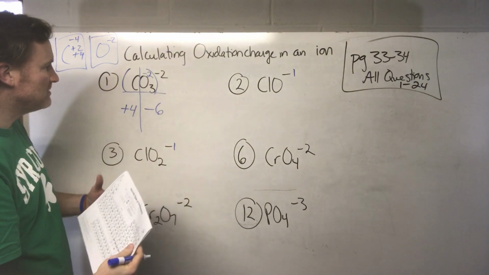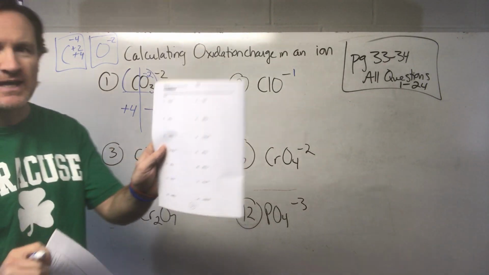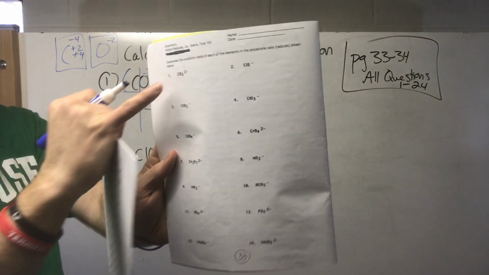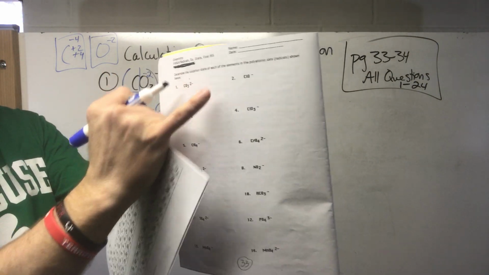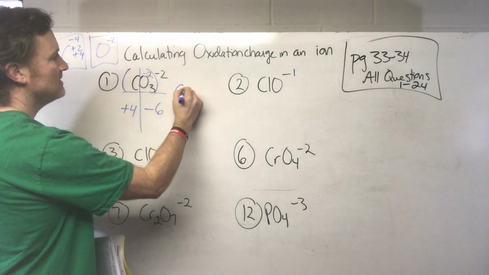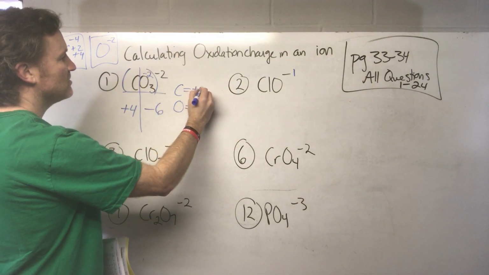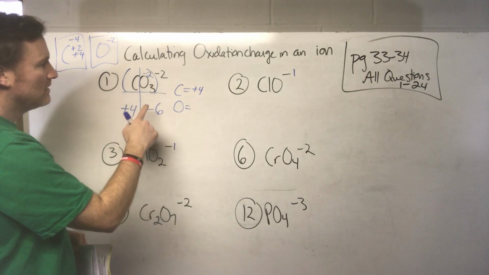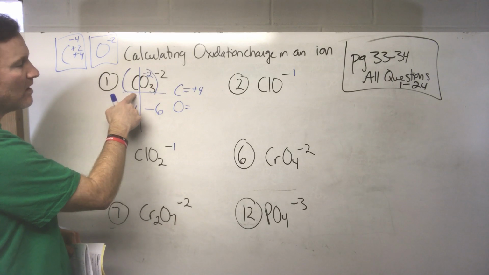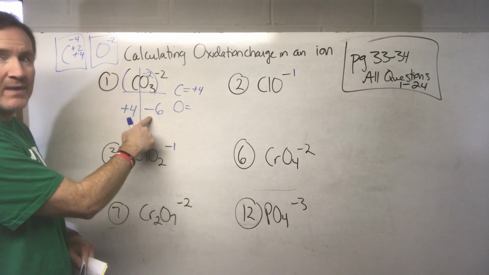So you do have some space. Again, we're on page 33 and 34. So what you need to do is make your little T-chart. Then in your space, what I want you to do is write C equals, O equals. So C equals, in this case, plus 4. The 4, because there's only 1 of them. There's only 1 carbon, so it has to be 4. The O, though, don't write minus 6.